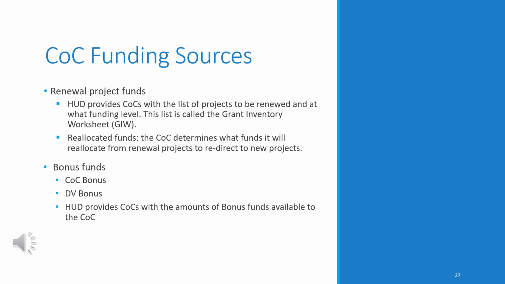Now, let's take a quick look at funding sources for CoC projects. Unlike many other HUD programs, CoC program funding is not allocated solely through a formula. Instead, CoCs are able to ask HUD to continue to fund or renew existing grants. Each year, as part of the CoC competition, HUD provides CoCs with the list of projects to be renewed and at what funding level. This list is called the Grant Inventory Worksheet, or GIW. CoCs can request that HUD renew each of the projects on the GIW. CoCs also have the discretion to reallocate funds from these renewal projects and redirect those funds to new projects.